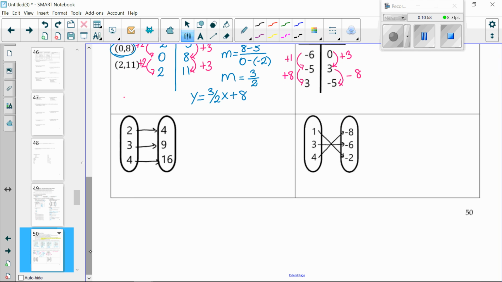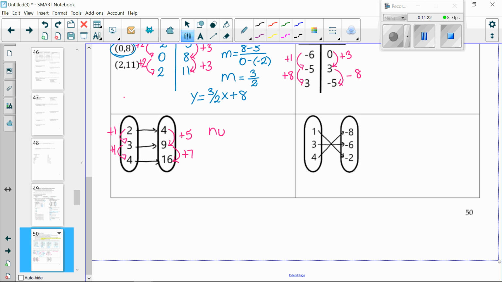Okay, for the next one, I am going up by a consistent amount here, so plus 1, but here I am going up by 5, and here I am going up by 7. So this is non-linear. Okay? All right, let's try this one here.